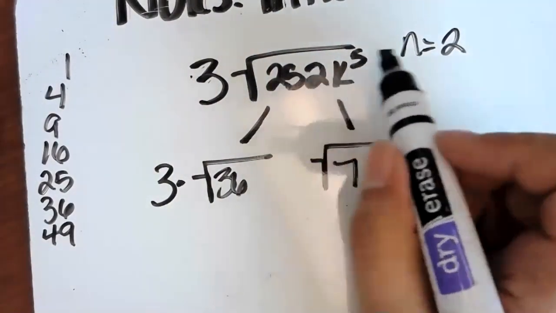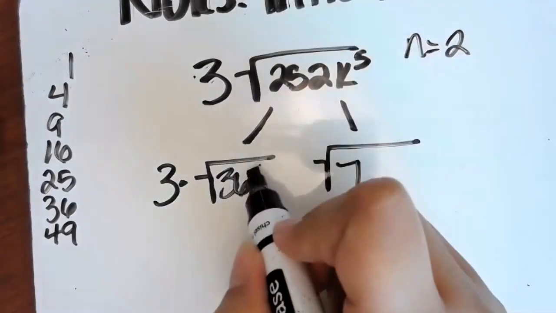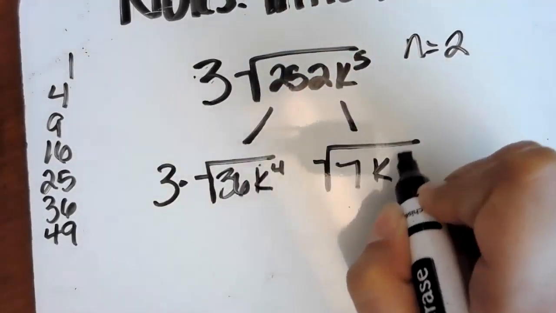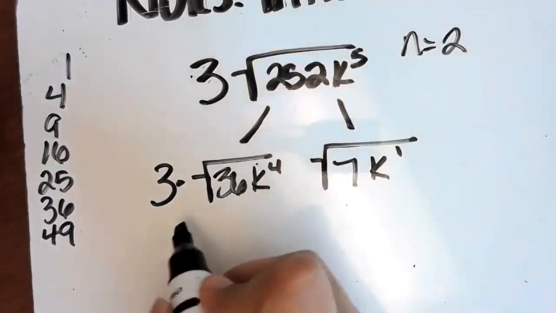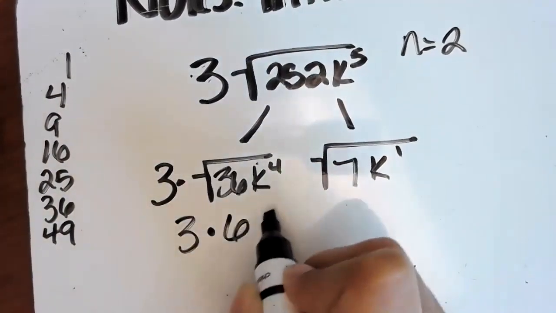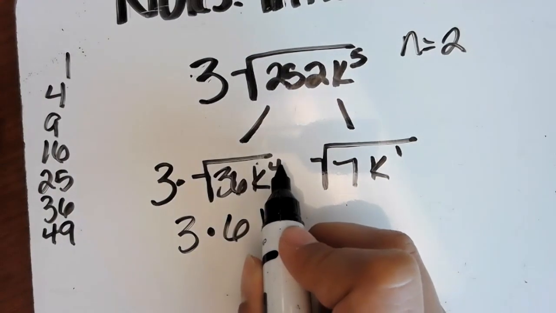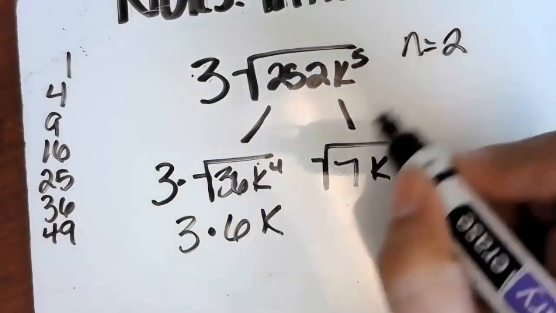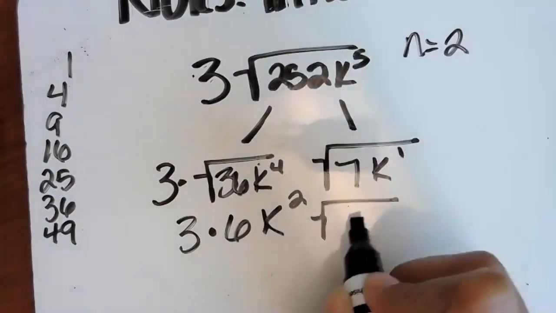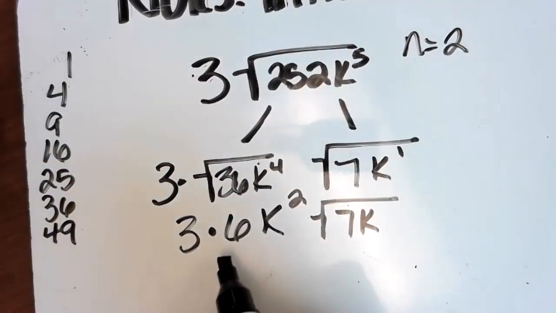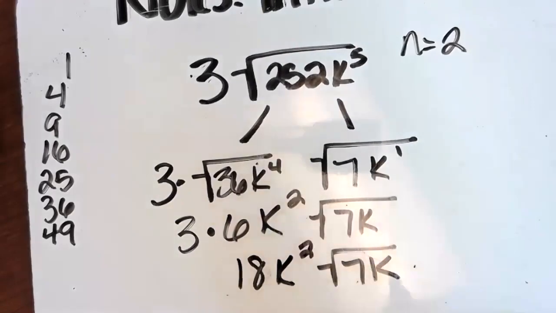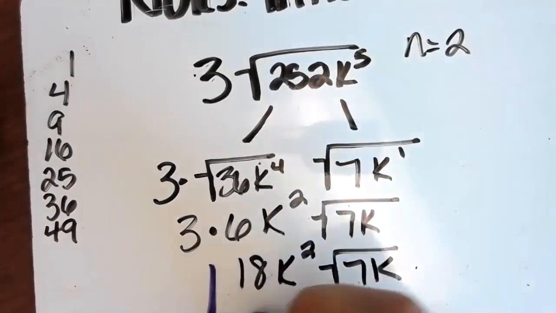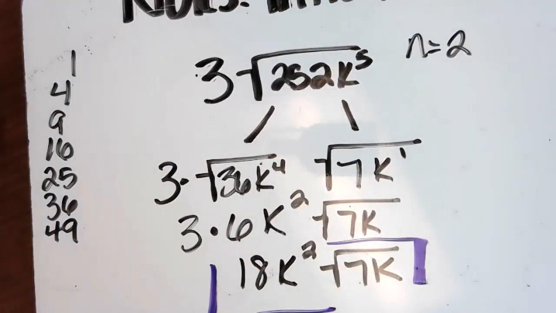K to the 5th, the biggest multiple of 2 that doesn't surpass 5 is 4, which means you need a k to the 1 over here. 36 times 7 is 252, k to the 4 times k to the 1 is k to the 5th, and now you take the square root of 36. And when you take the square root of the variable, you just divide the exponent by the index. So 4 divided by 2 is 2. 7k stays under. And then 3 times 6. And voila. That would be it for that one.